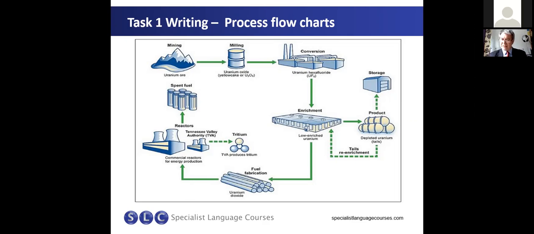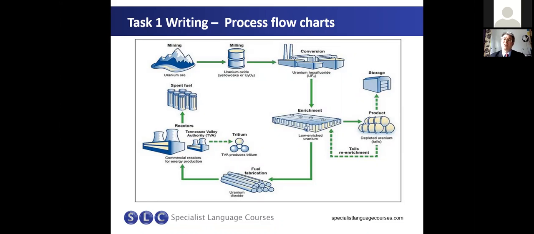It's worth spending 2 or 3 minutes to get an overview of the data you're being presented with. Take a couple of minutes to look at that. And this goes from mining to fuel production to spent fuel. So we could talk about the stages in that. This is neither the past nor the future. This happens all the time. This process is an ongoing thing. They're mining and producing power all the time.